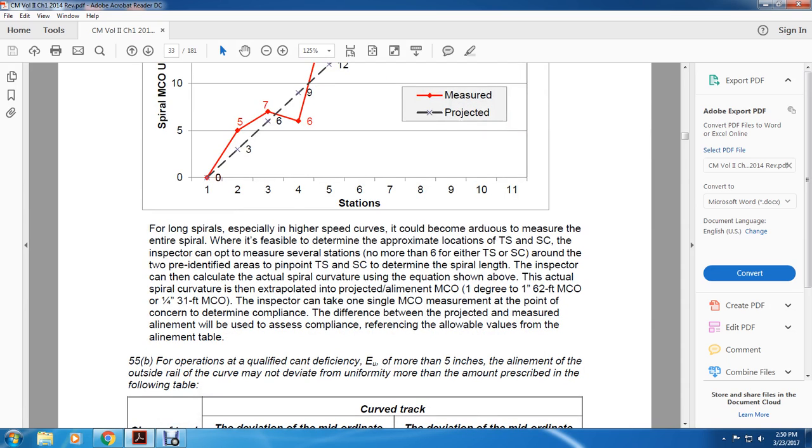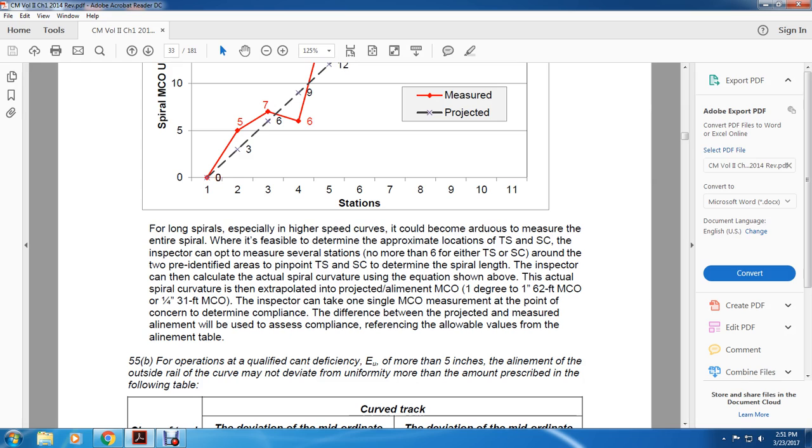For long spirals, especially on high-speed curves, it becomes arduous to measure the entire spiral. It is feasible to determine the approximate length of the spiral by measuring several stations, no more than 6, in either the tangent to spiral or spiral to curve, around the pre-identified points to pinpoint the tangent to spiral and spiral to curve and determine the spiral length. The inspector can then calculate the actual spiral curvature using the equations shown above.